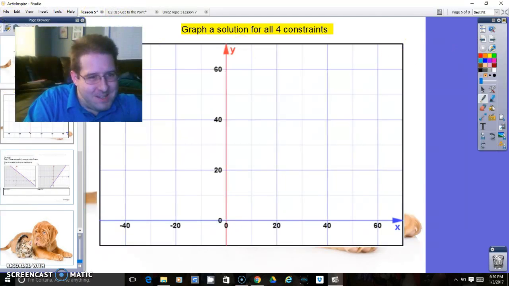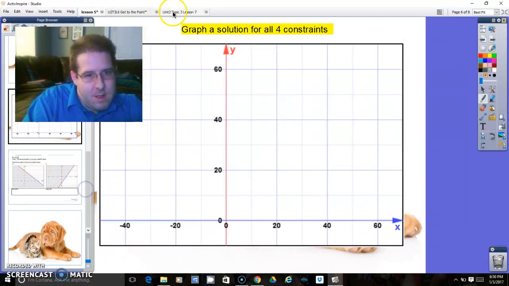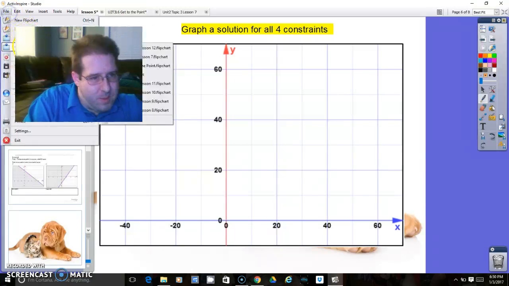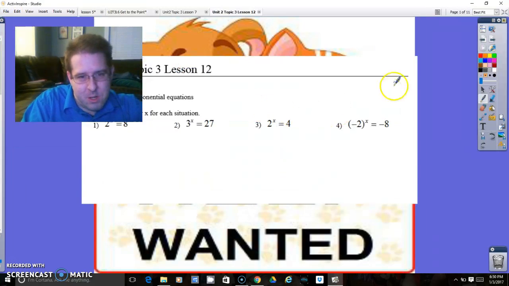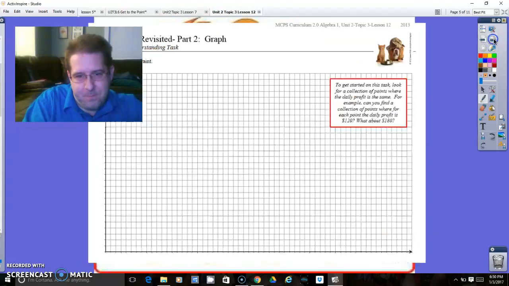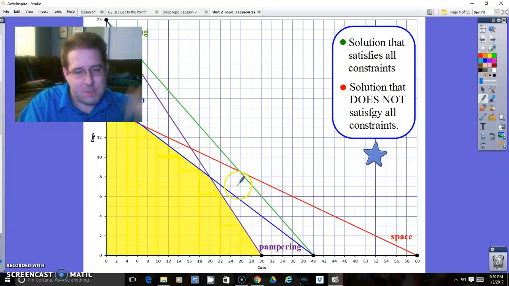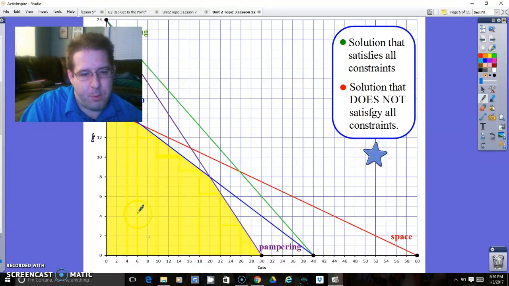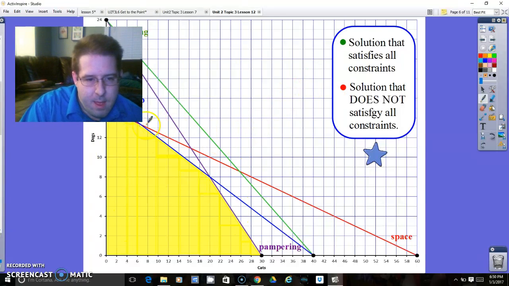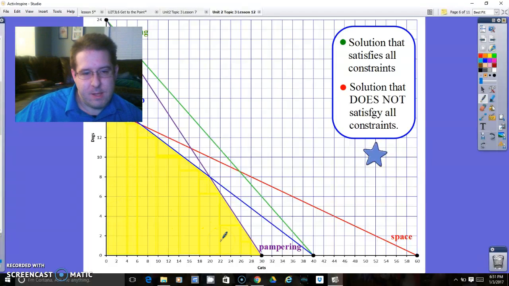So apparently I didn't. Let me see what I did with it. All right, so I'm just going to have to do something I wasn't planning on doing. I'm going to go to lesson 12 here for a moment, because I know the graph is here. Here it is. So here are all four of the constraints. And you can see that they were all less than, because they had to spend less time for pampering and less time for feeding and less than the startup fee. Everything was less than. So that's the reason why the yellow portion is the answer, because the yellow portion is the only portion that is below all four lines.